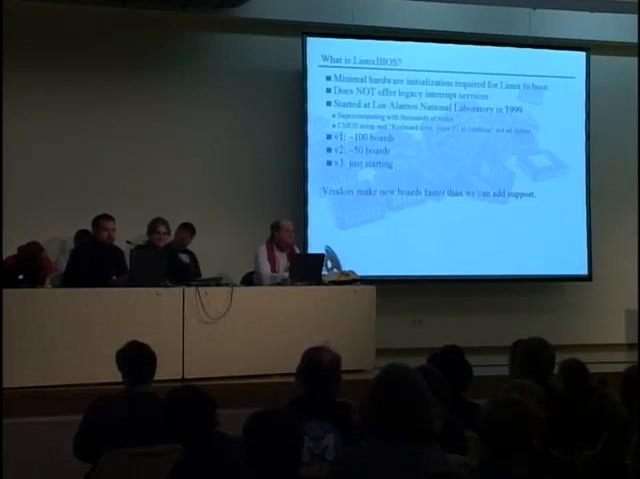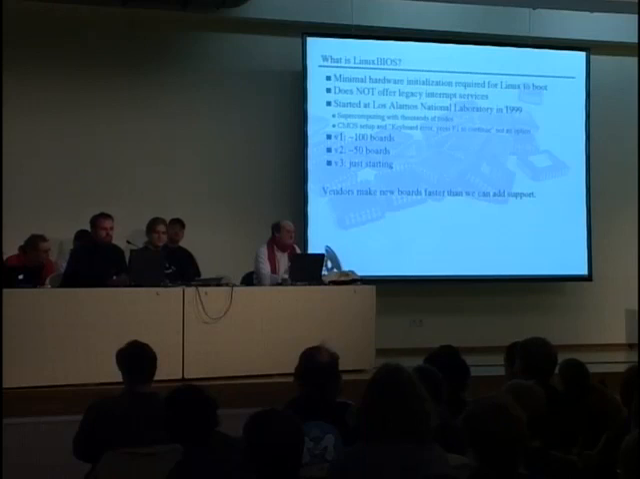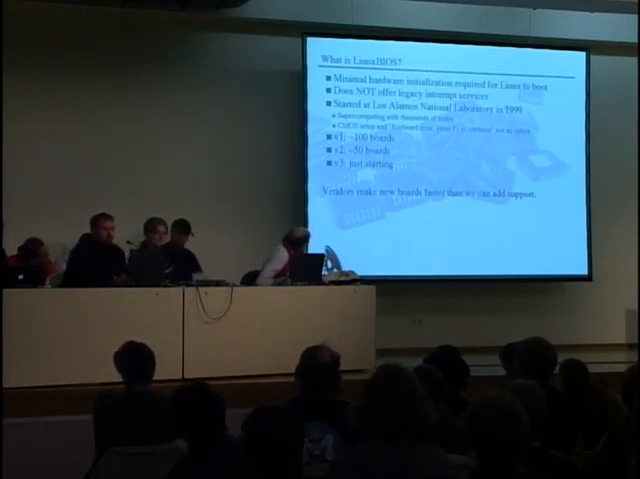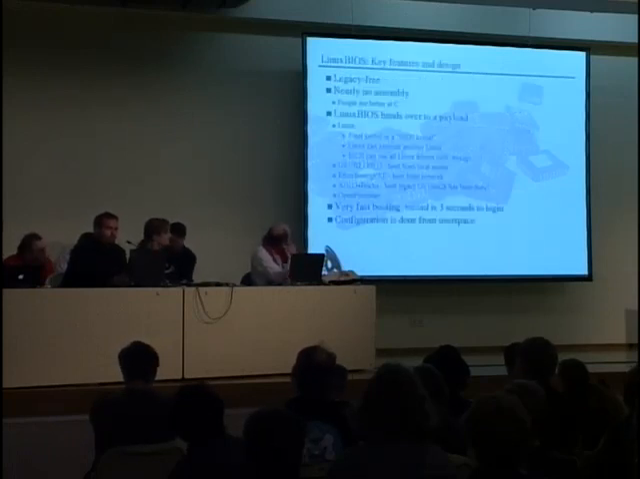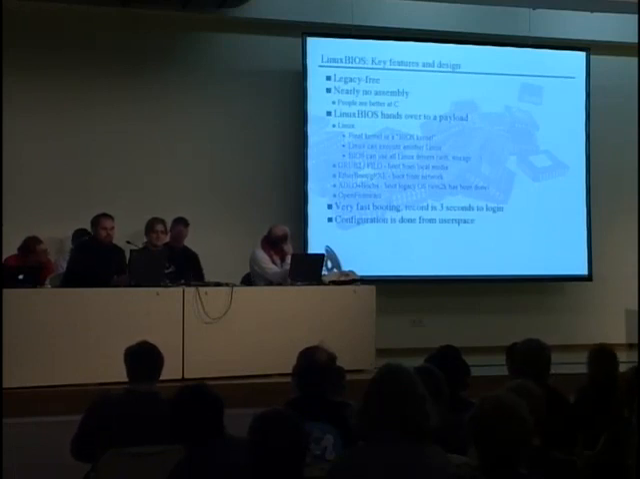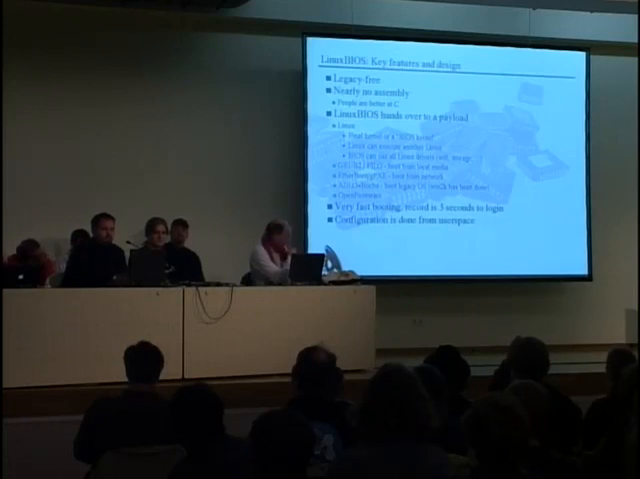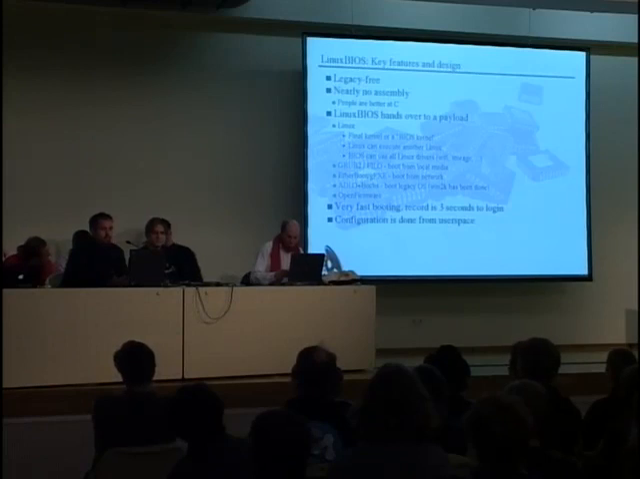so they decided to start developing an alternative. Version 1 of Linux BIOS had support for about 100 mainboards. Version 2, support for about 50. Version 3 is just starting since a couple of months ago. Vendors are making new boards much faster than we can add support for them in Linux BIOS for a number of reasons. What are the key features and what does the design look like? Linux BIOS is legacy free. There's nearly no assembly code in there because people are better at C code, and assembly is not that fun.